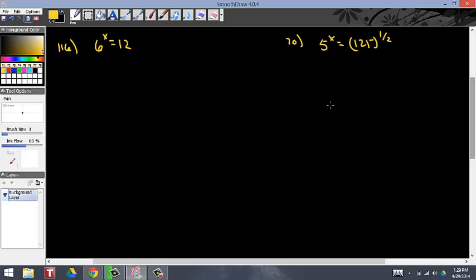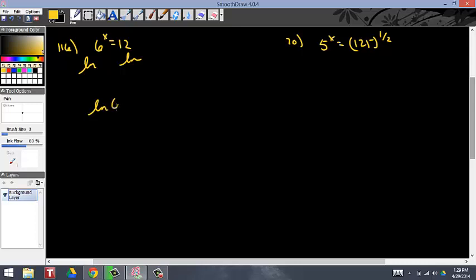Now remember, in number 70, 125 and 5 had a potential common base. Remember I said that? You can rewind it and you'll see it. 6 and 12 have no common base that can be raised to an exponent. Do we agree with that? I can't raise 6 to anything to get 12, yeah? So when that happens, when you run into a situation like number 116, you have to take either the log or the natural log of both sides. You have no other option but to do it.